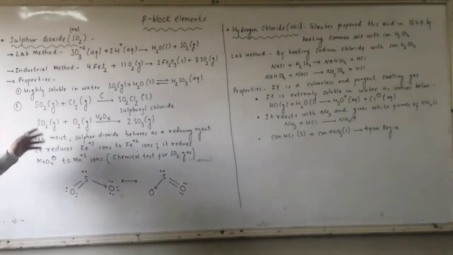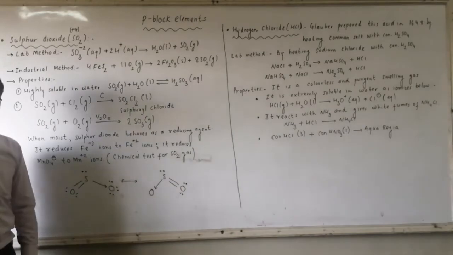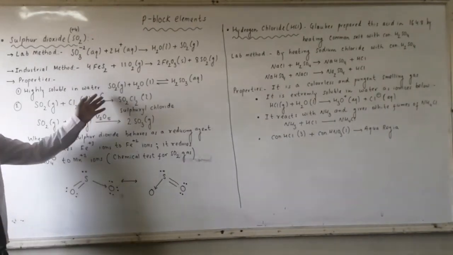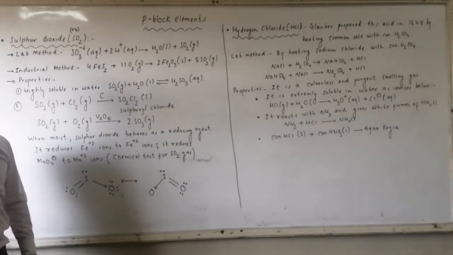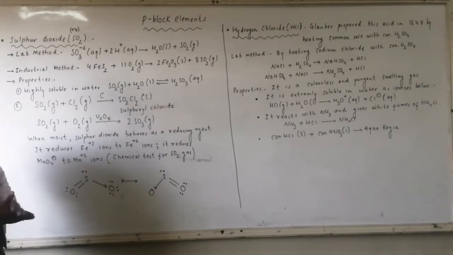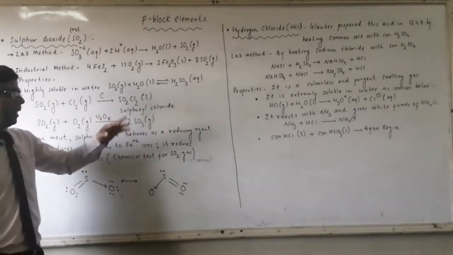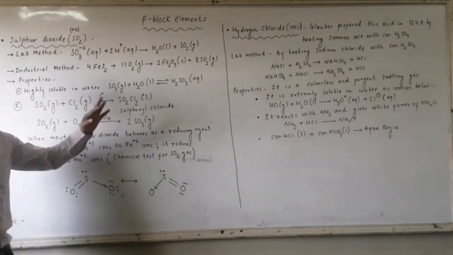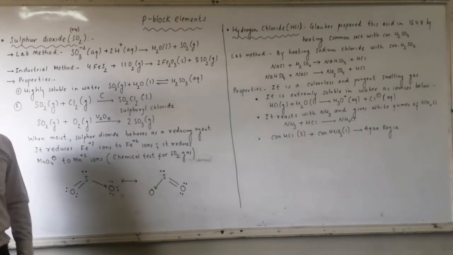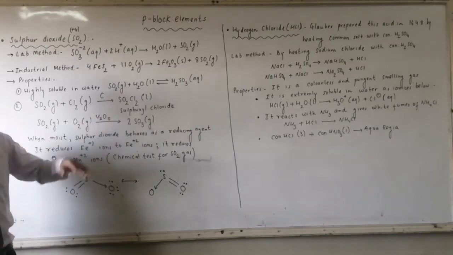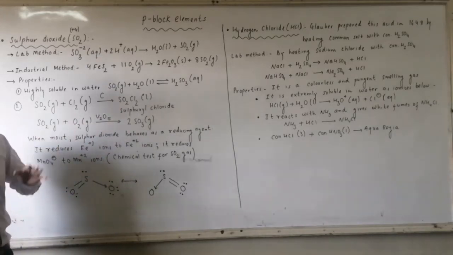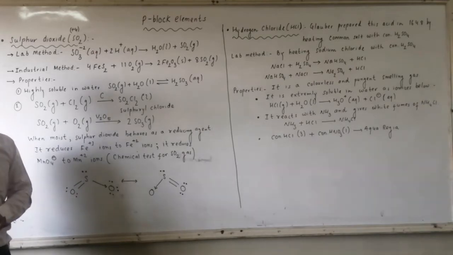Next one, SO2 when made to react with Cl2 in presence of charcoal. C stands for charcoal, an allotrope of carbon. Then by reaction, it gets converted to SO2Cl2, which is called sulfuryl chloride. Remember, SO2Cl2 is sulfuryl chloride, while SOCl2 is called thionyl chloride.